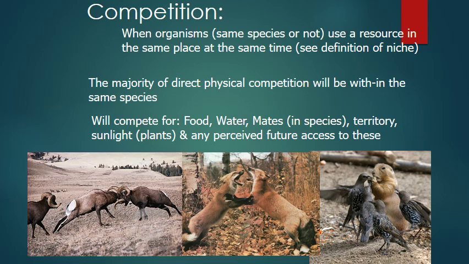That's competition. This is when organisms, whether they're the same species or not, use a resource in the same place at the same time. And this fits in with the definition of the word niche. Niche is an organism's role or its place in an ecosystem. If two organisms end up using the same resource at the same time, they have overlapping niches, and this can lead to competition. The majority of direct physical competition will usually be within the same species. It's rare to see a lot of direct competition across species lines.